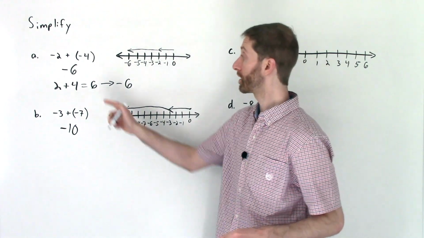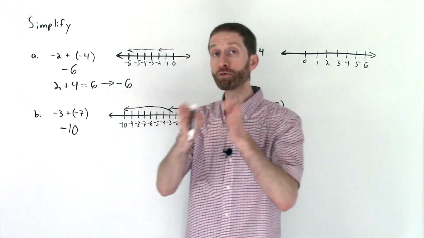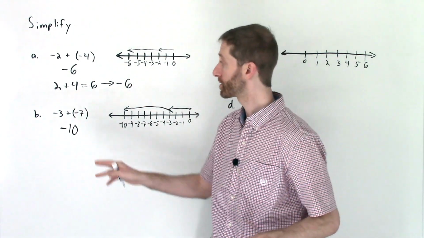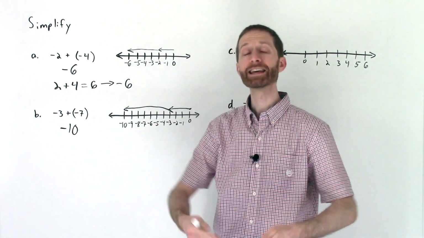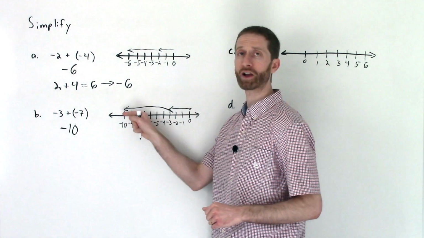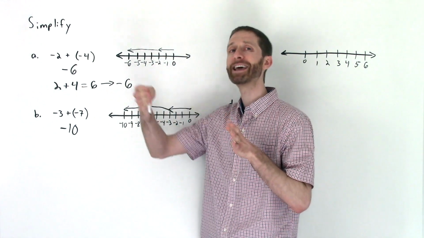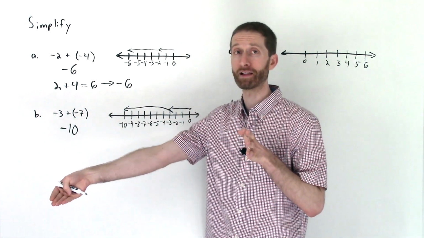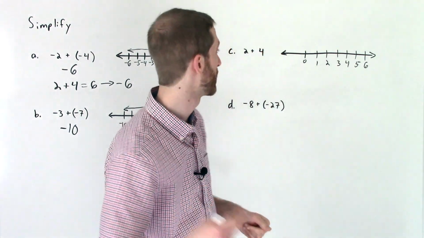Or using our thinking from before, I would add 3 plus 7. They're the same signs. 3 plus 7 is 10. Keep the sign as -10. Again, the reasoning is you're going in the same direction each time, so you're adding 3 to the left and then another 7 to the left. 10 total to the left, or -10.